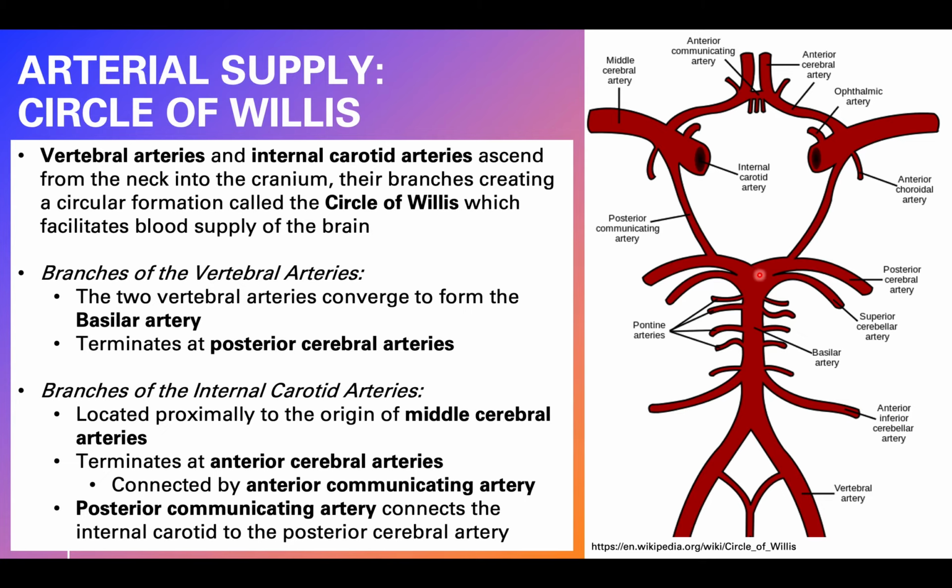As for branches of the internal carotid arteries, they are located proximally to the origin of the middle cerebral arteries, shown here, and the internal carotid artery will terminate at the anterior cerebral arteries, shown here, which are connected by the anterior communicating artery, shown here. Then we have the posterior communicating artery right here, which connects the internal carotid arteries to the posterior cerebral arteries.